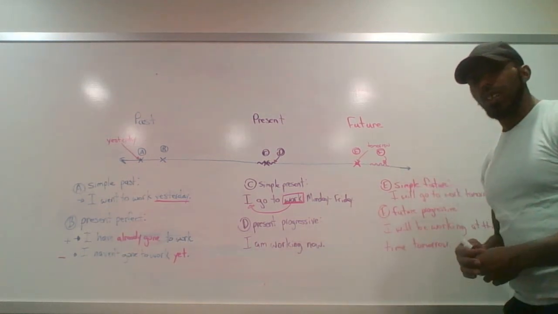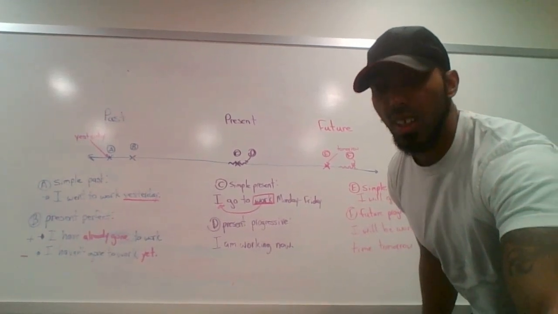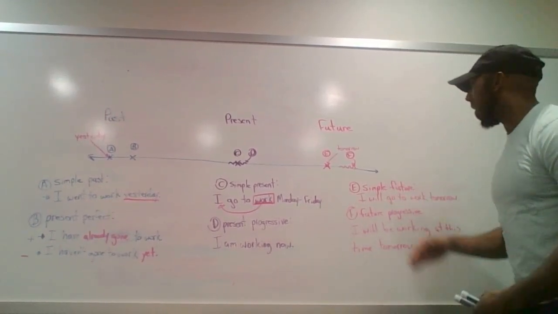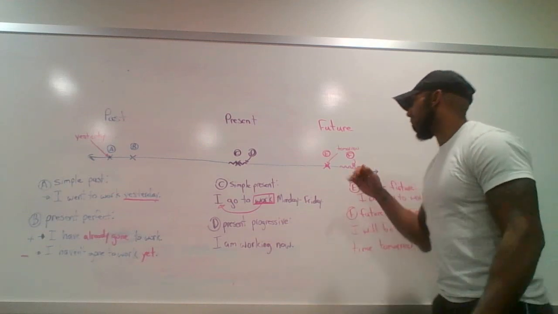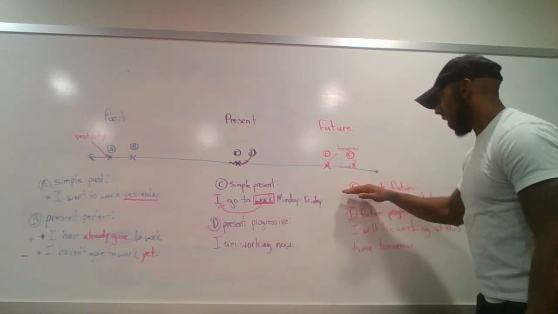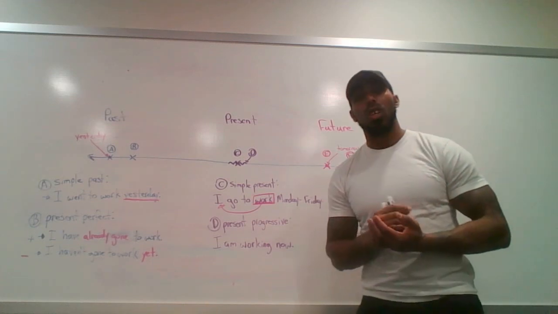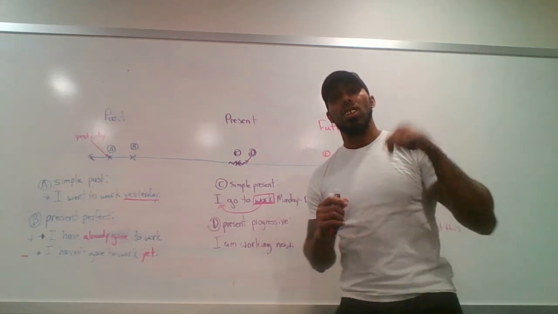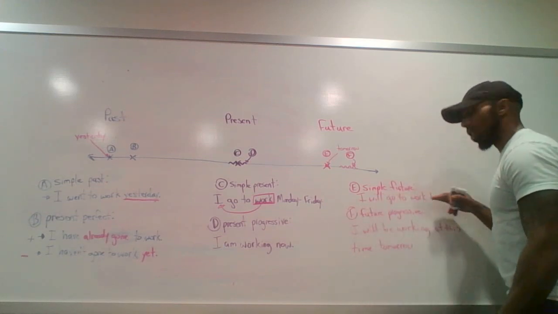Now the last thing we're going to do is, and I'll adjust the camera just a little bit, the last thing we're going to talk about is future tense. Now we have two future tenses as well. We have E and F. E is simple future, which we all know, using the verb will to talk about something that will happen in the future. My example sentence is, I will go to work tomorrow.